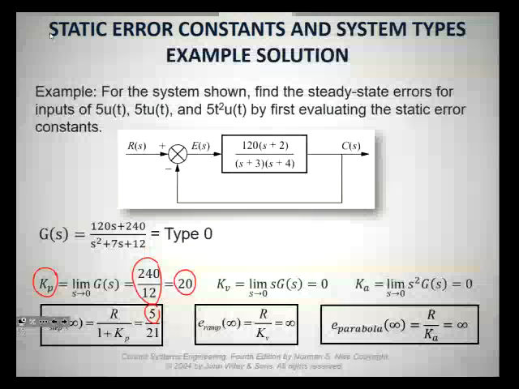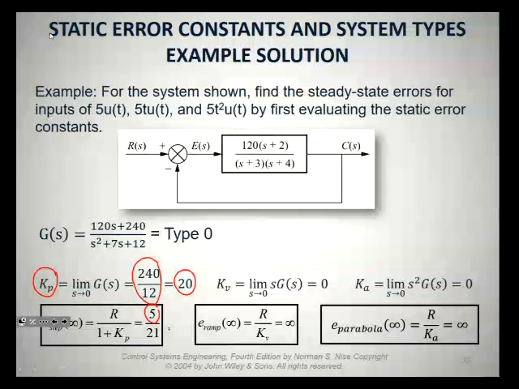Can you move up one slide, please? How can you solve 120s over s squared plus 7s to get rid of them and end up with 240 over 20? You're not solving them. What you're doing is looking at the limit of this equation as s tends to 0. So the best way to do that is to make all the s's become 0 in the equation.